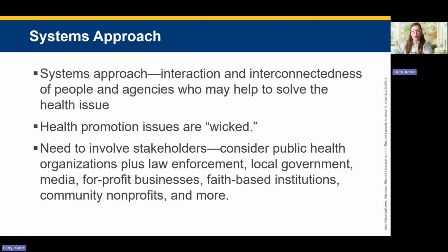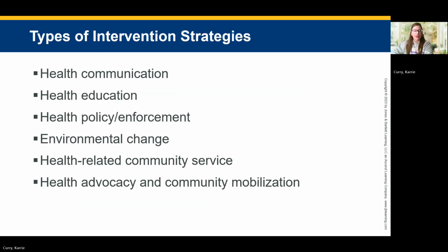Many public health problems are considered wicked problems. They involve multiple stakeholders, competing priorities, and unintended consequences. A systems approach recognizes the interconnectedness of people, organizations, and policies. The 6 intervention categories listed here are not mutually exclusive. Strong interventions often combine multiple strategies operating at different levels of influence.